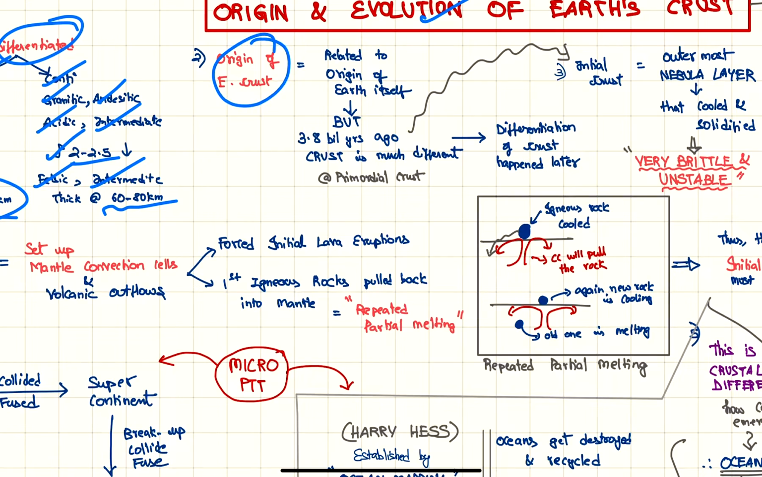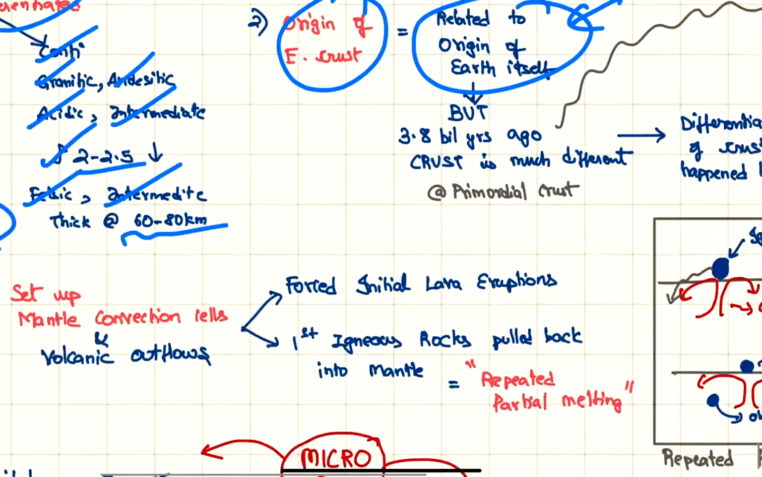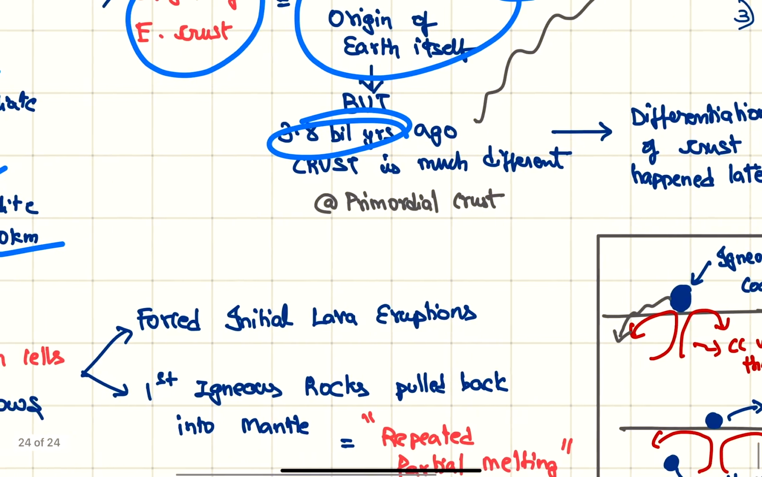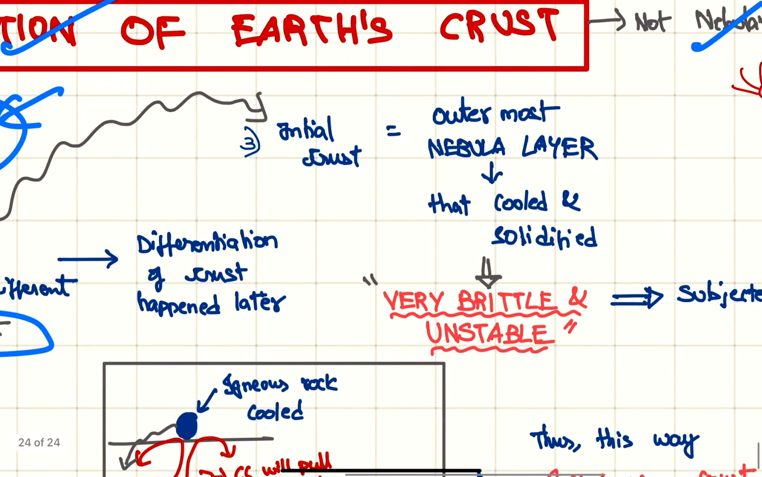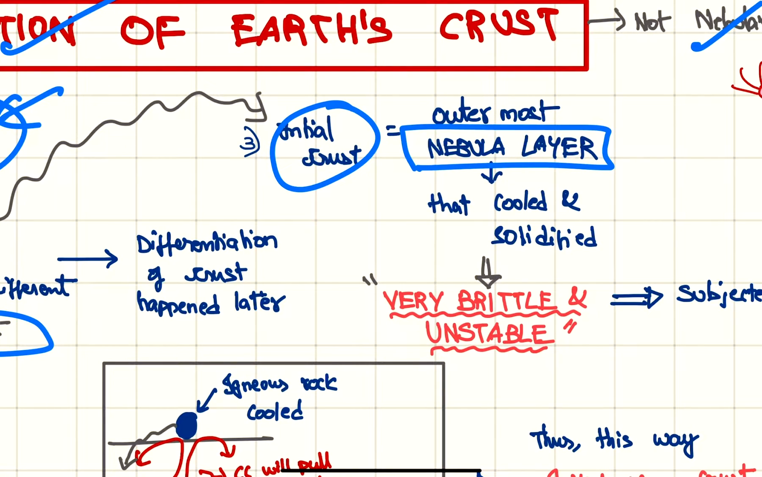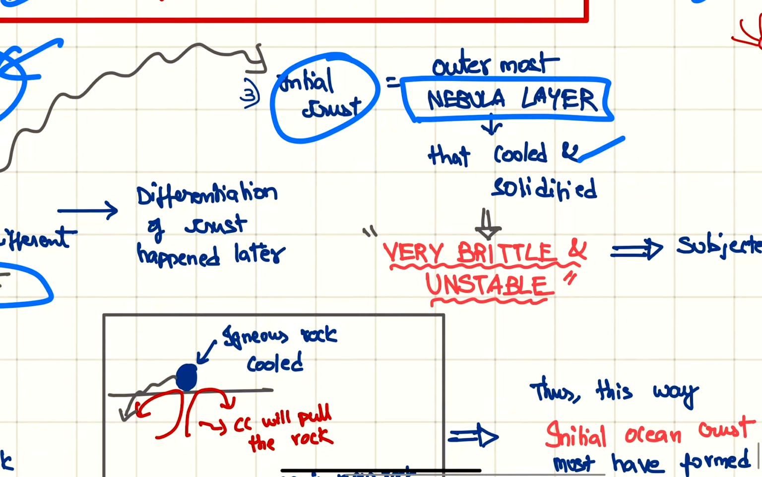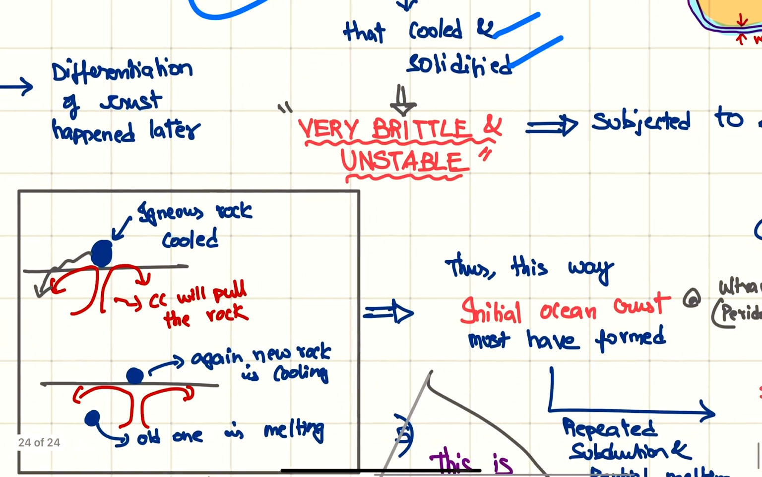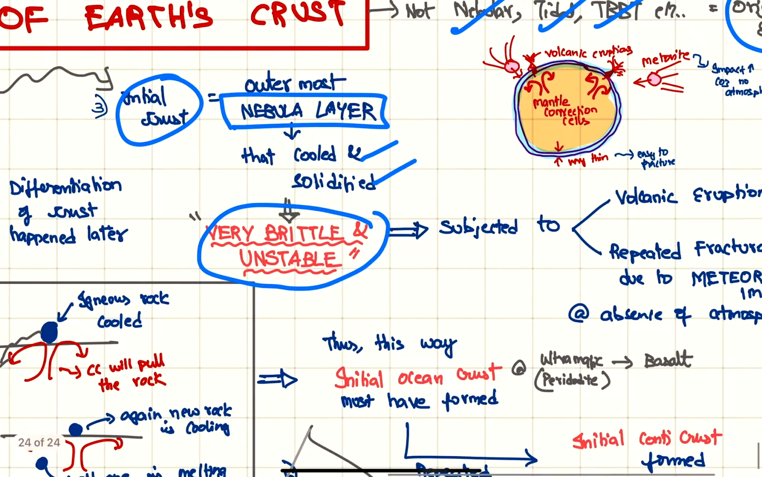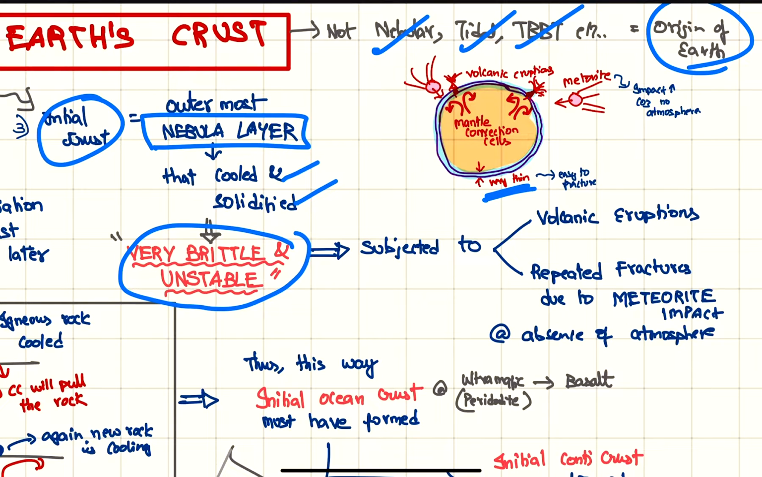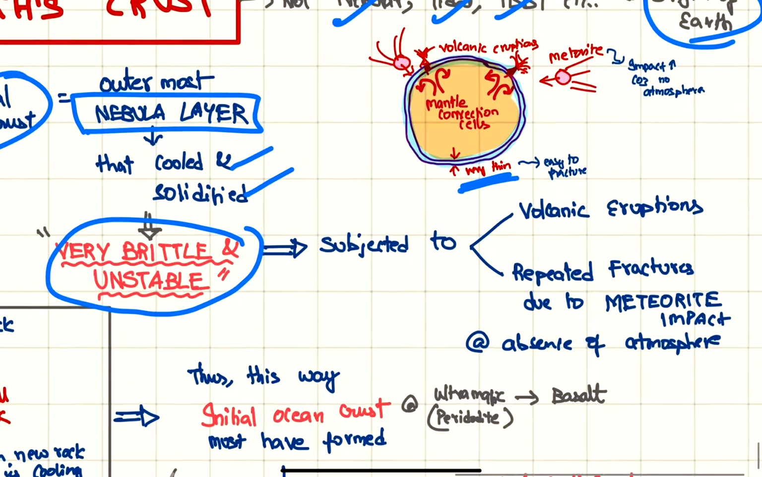So the origin of the Earth's crust is related to the origin of Earth itself, but around 3.8 billion years ago, the primordial crust, which was the initial crust, was much different. This initial crust was formed due to the cooling of the outer nebular gaseous layer into solid. So it cooled and solidified. Since this was happening just then, it was very brittle and unstable. So we can see it is very thin and it was subjected to two things.